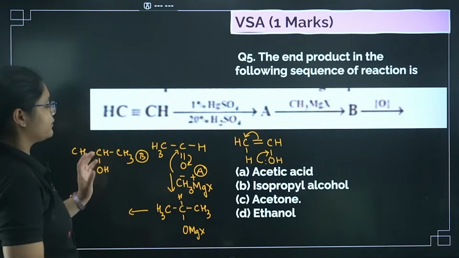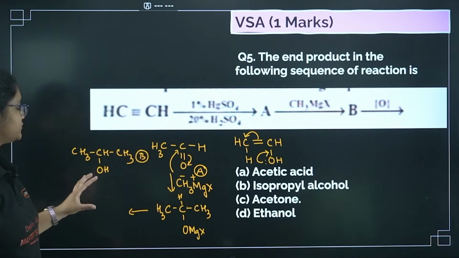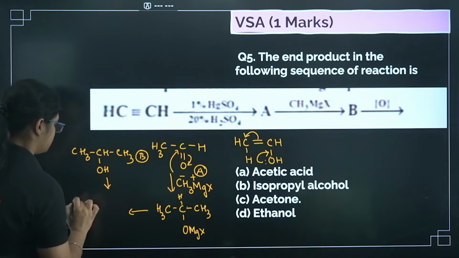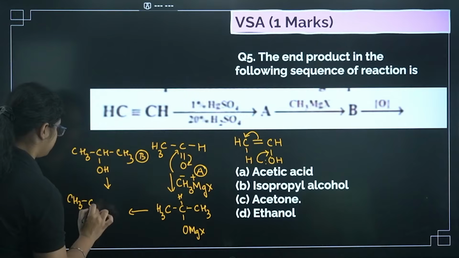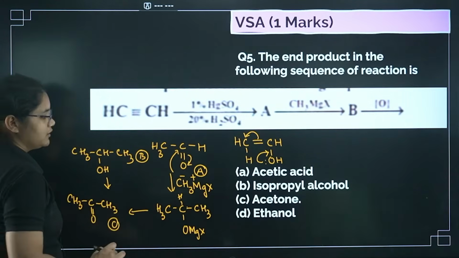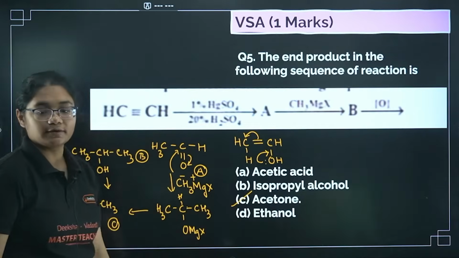Now B is undergoing oxidation. So if this one undergoes oxidation, it is a secondary alcohol. So secondary alcohol on oxidation will give you CH3 C double bond O CH3. Okay, which is C, acetone. So that is option number C here.